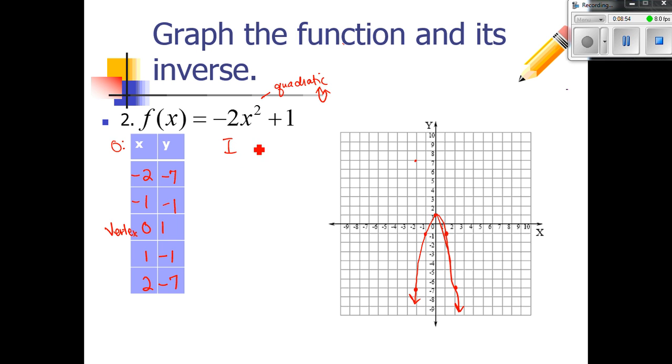So now let's graph the inverse by switching those roles of x and y. Okay, (-7, -2), (-1, -1), (1, 0), (-1, 1), and (-7, 2). All right, there's our graph. Okay, so this is the inverse. This was the original.